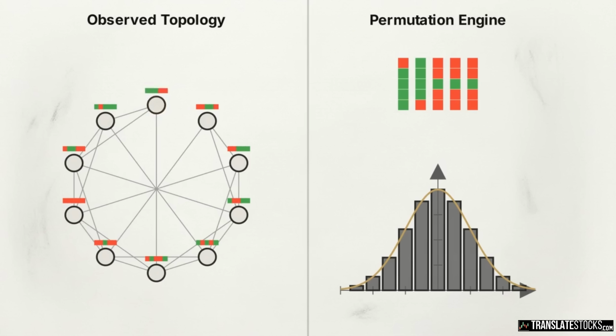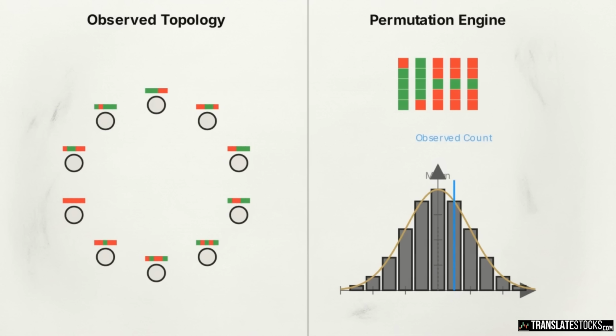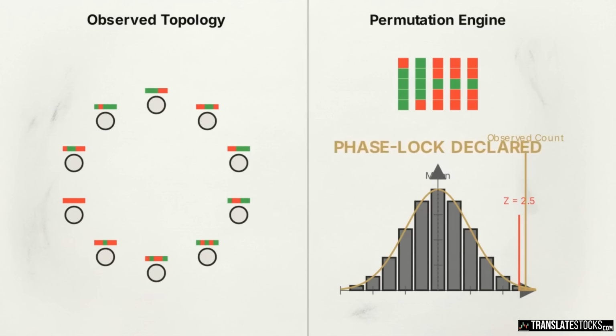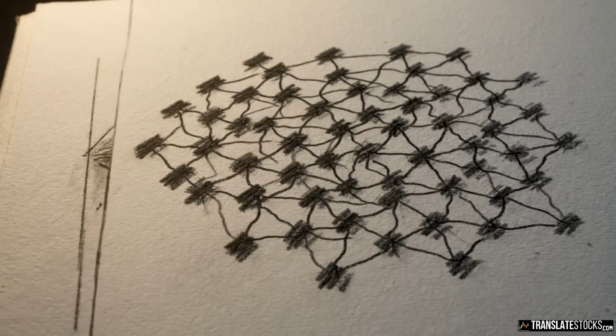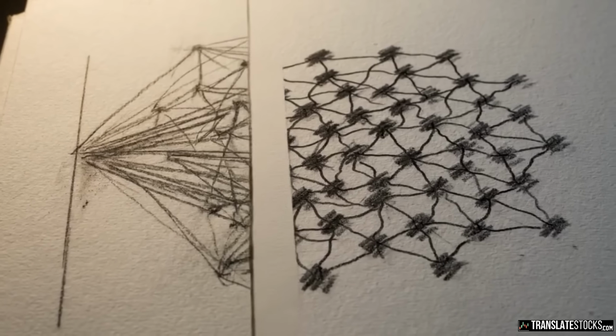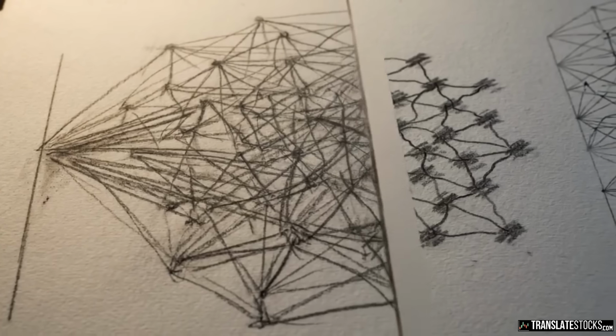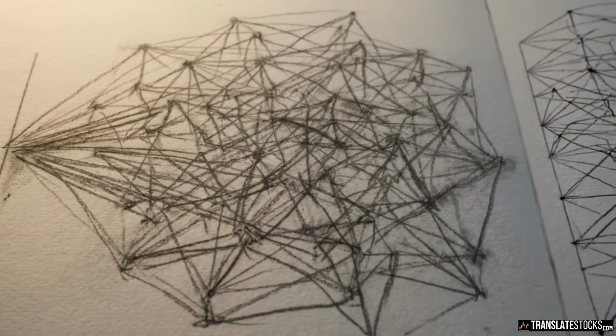The observed graph's clique count is plotted against this permuted bell curve to generate a z-score. Only when the count produces a z-score exceeding 2.5 against the null will the system declare a true phase lock. The permutation null is an uncompromising mathematical filter. It guarantees a signal is triggered only by market coordination that is statistically impossible under random conditions.